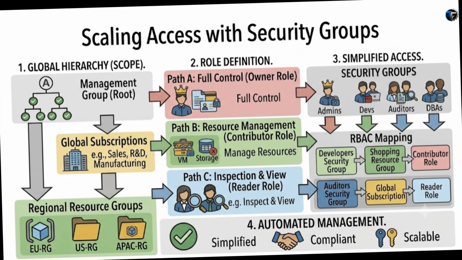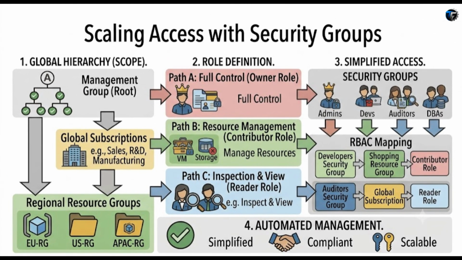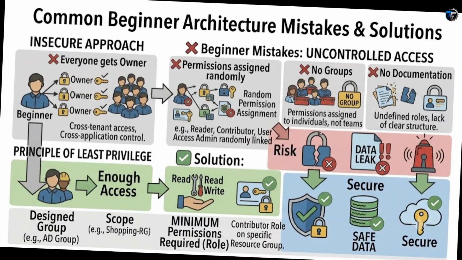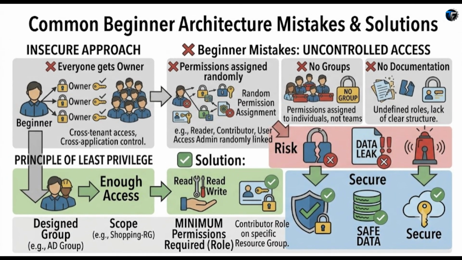Large enterprises don't manually assign permissions one by one. Instead, they create security groups such as developers, network engineers, database administrators, and auditors. RBAC roles are assigned to these groups, making access management much simpler. Many beginners give Owner access to everyone. This is one of the biggest mistakes in Azure. Good architects carefully design permissions before deploying applications.